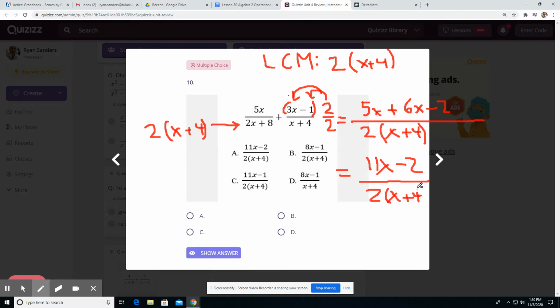bottom. And notice, you just got to be careful. Sometimes the top might have a greatest common factor. You might have another layer to it to try to reduce out. But in this case, it looks like there's nothing we can do on the top. Yep, there it is.